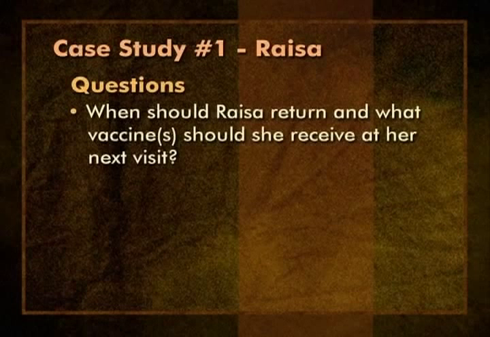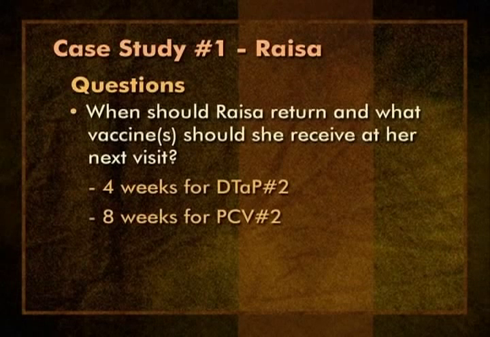Her HIV infection, regardless of CD4 count, is also a contraindication to live attenuated influenza vaccine. So today, she should receive inactivated influenza vaccine. RASA can receive all the inactivated vaccines she needs. Here is the third question about RASA. When should she return, and what vaccines should she receive at the next visit?